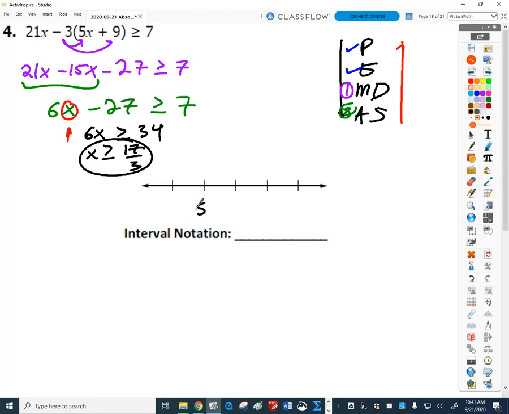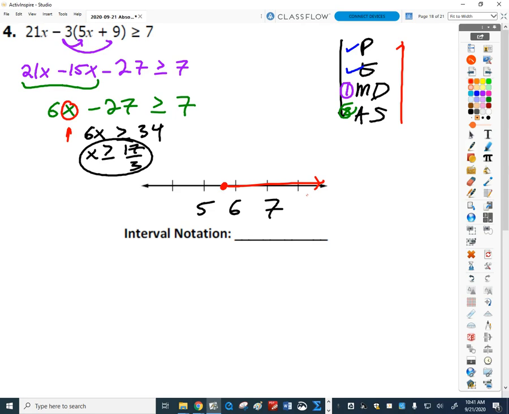So what if I made this 5 and that's 6 and that's 7? So 5 2/3 is roughly there, right? Open or closed endpoint? Closed. Shading to the right or the left? Right. Good. So there's my graph.